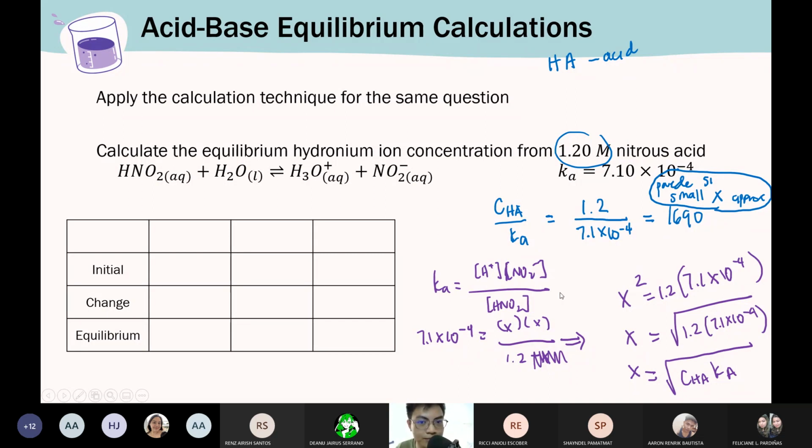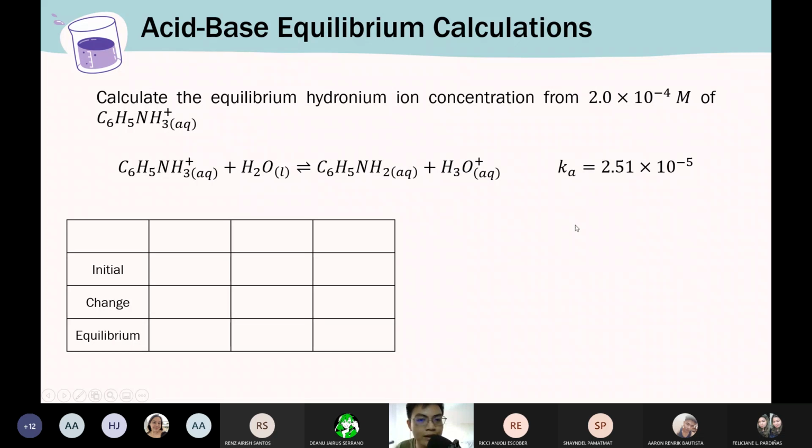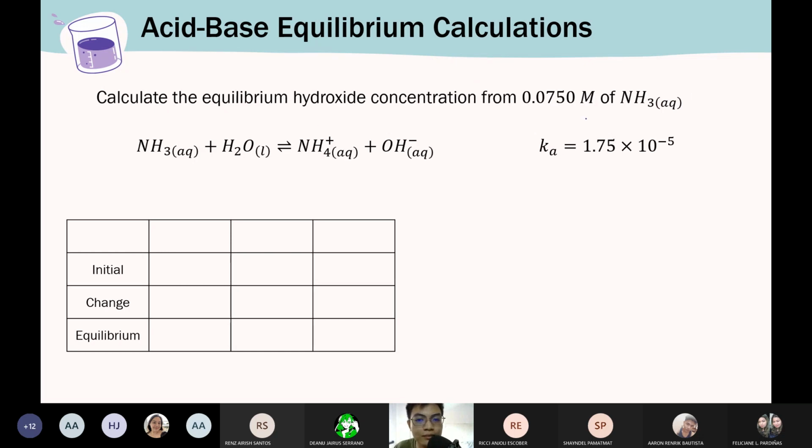So, bigyan ko pa kayo example. Okay, para mas makita nyo na, oo nga, no, mas madali pala yung square root of tsaka. Okay? Ito, hindi to applicable eh. Ito, solve nyo na lang, no? Square root of tsaka not applicable. So, hindi pwede dito yung square root of tsaka. Okay? Pero dito, pwede ba dito yung square root of tsaka? Let's try.